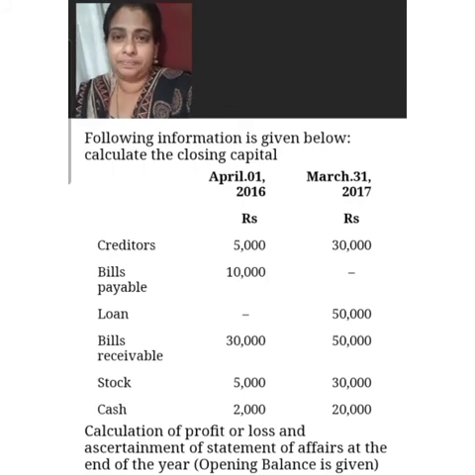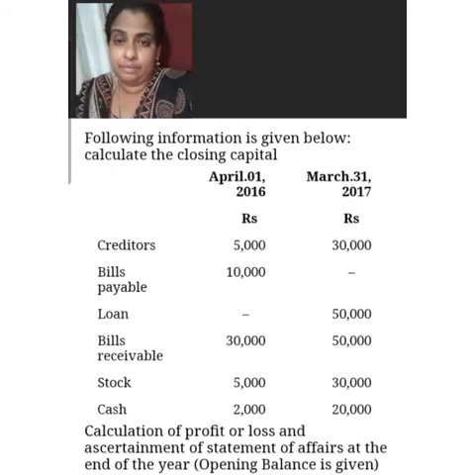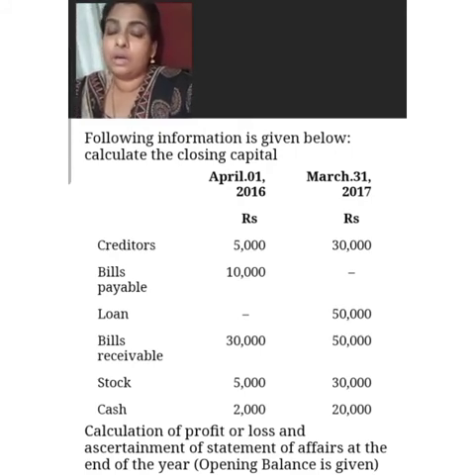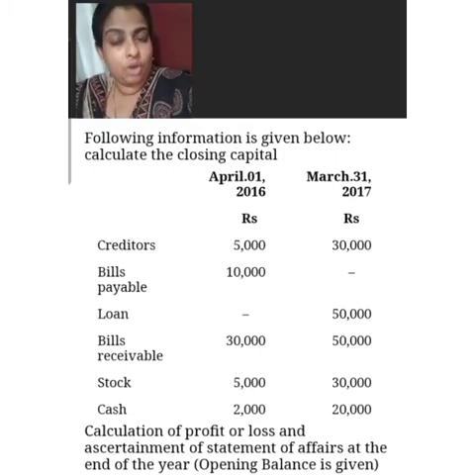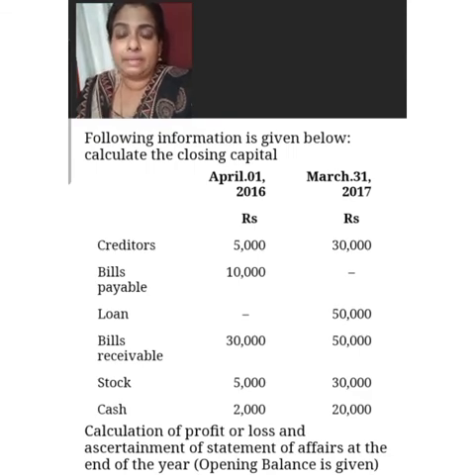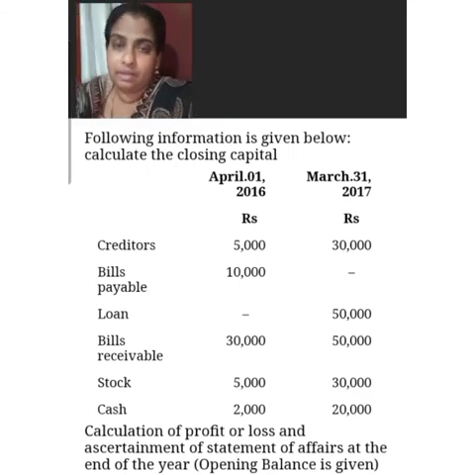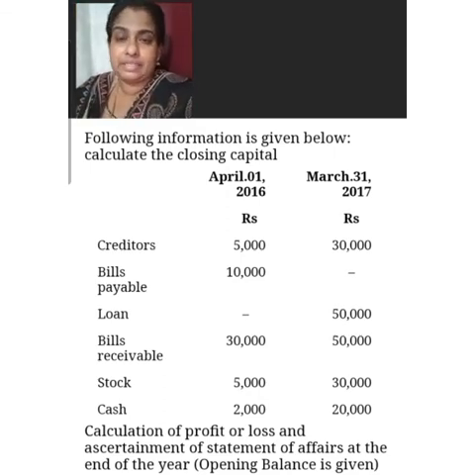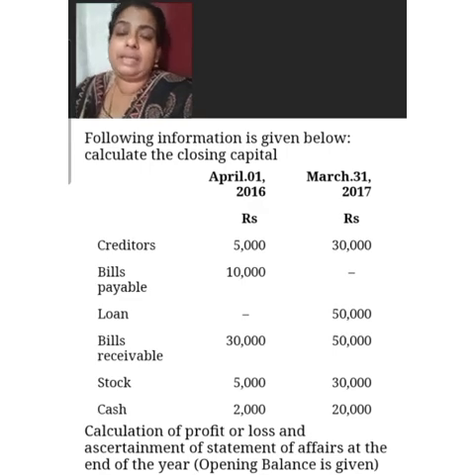My dear children, the important steps for calculating the amount of net profit are: first, we want to prepare the opening statement of affairs. Second, we want to prepare the closing statement of affairs. Then after preparing the opening statement of affairs and closing statement of affairs, we will get the opening capital amount and closing capital amount. Then the next step is to prepare the statement showing the calculation of net profit.